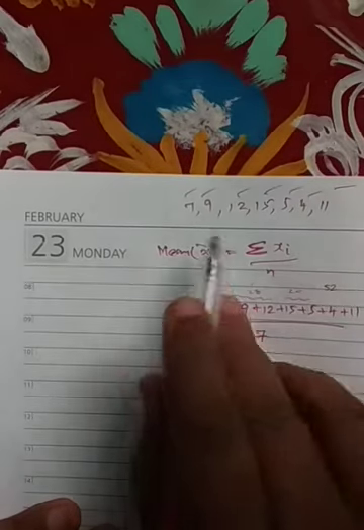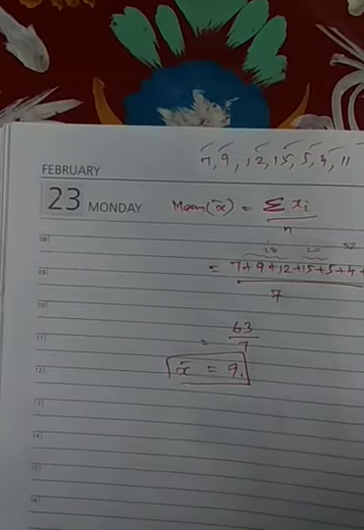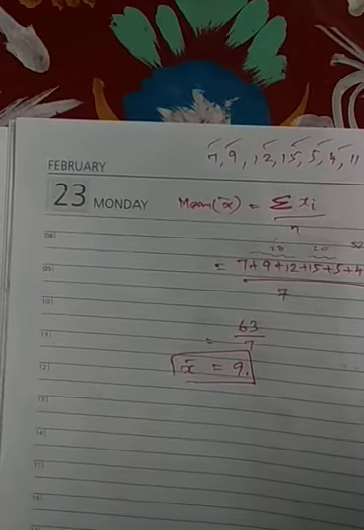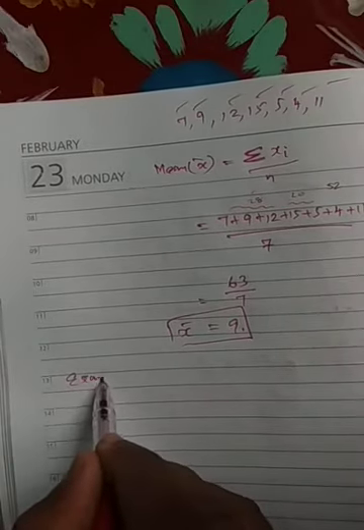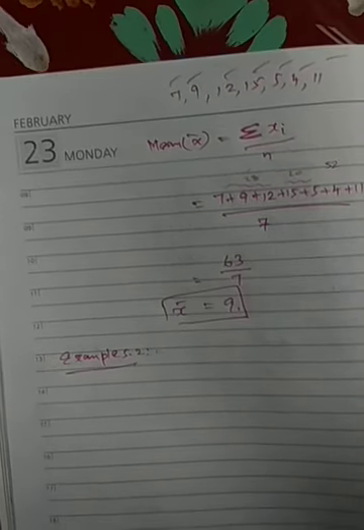Okay. Xi means observation. N means number of observations. That we need to do here. Okay. This is one problem. The next one, one more problem is there. We are going to see example 5.2 here.